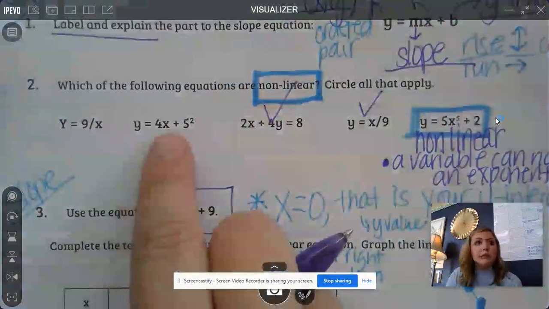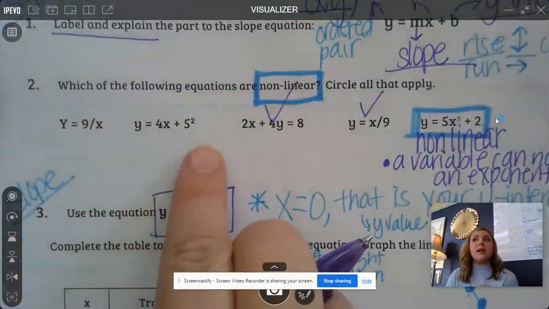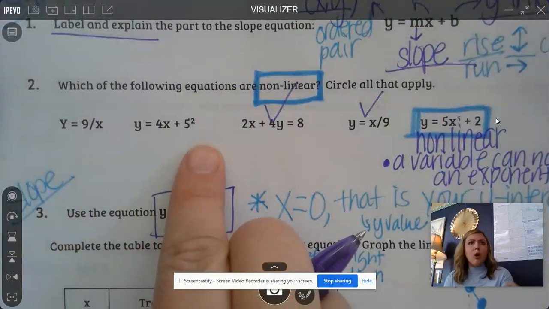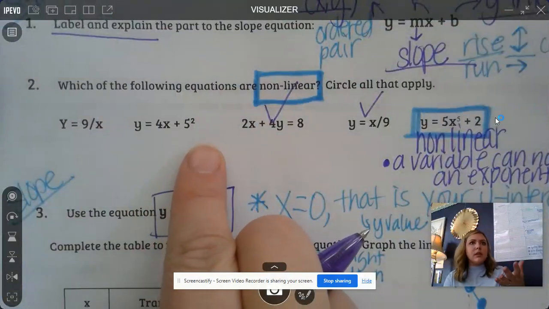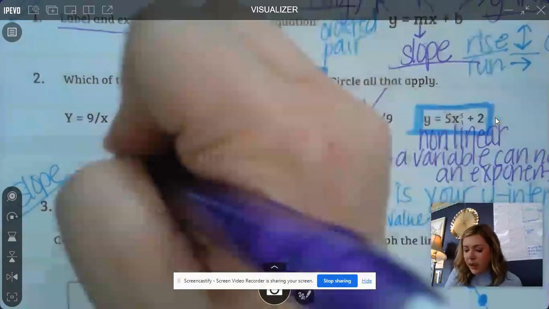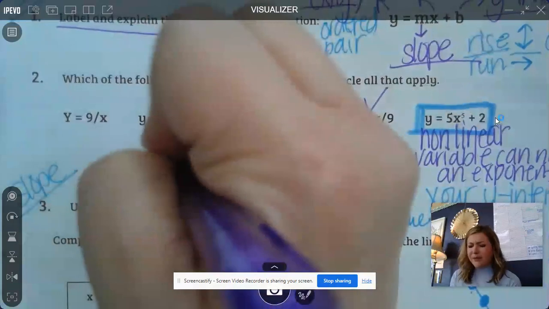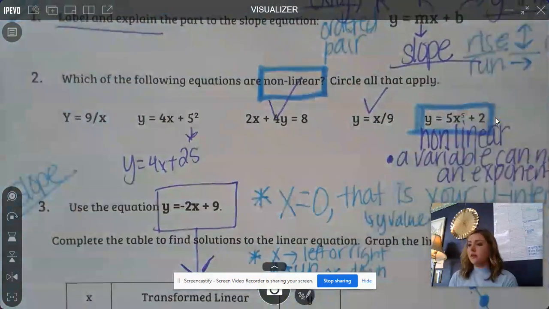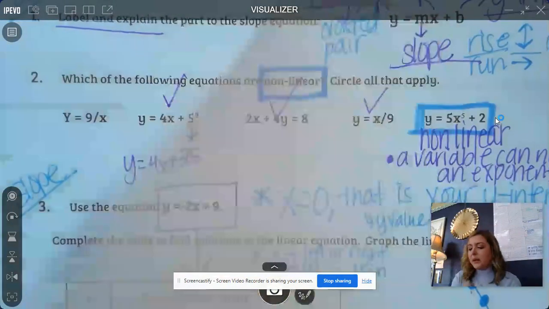This is tricky because you see an exponent, but I'm going to ask you one question. Do you know what 5 times 5 is? Yeah. So you could work this out and say, well, this would be 25, which is y equals 4x plus 25. That's perfectly linear. So this would be linear.